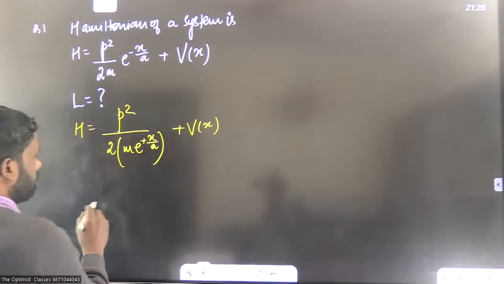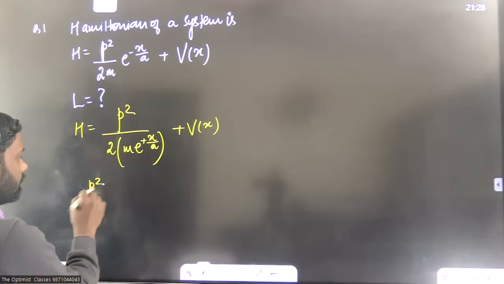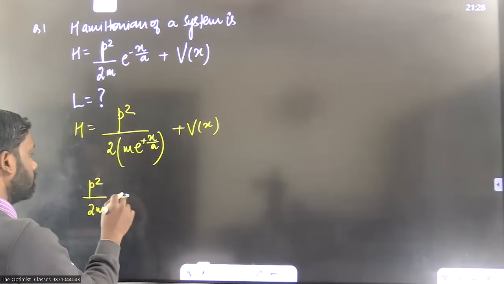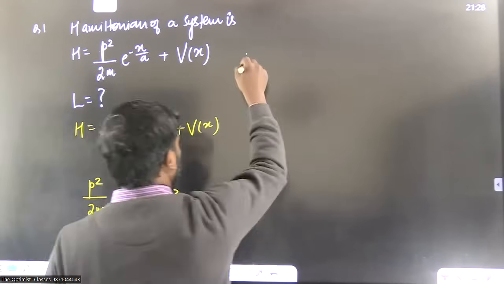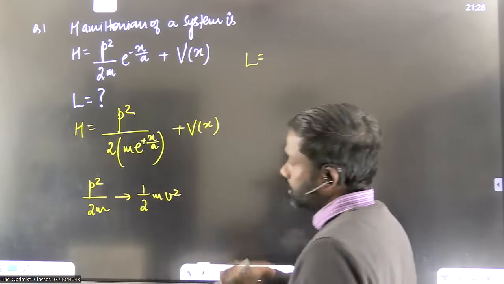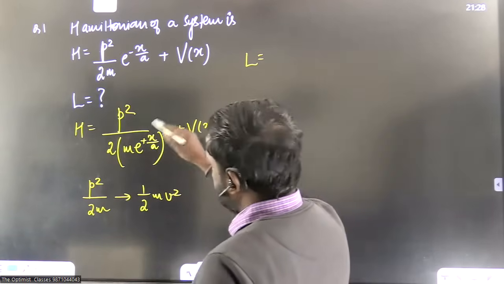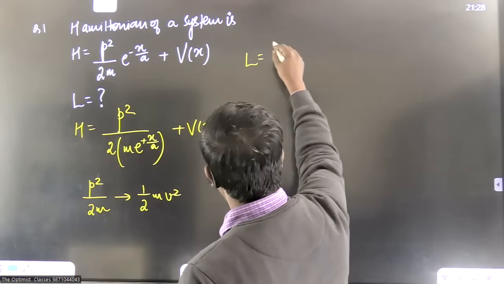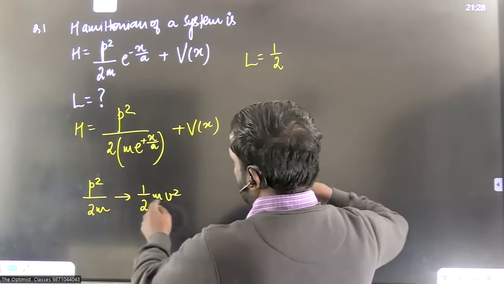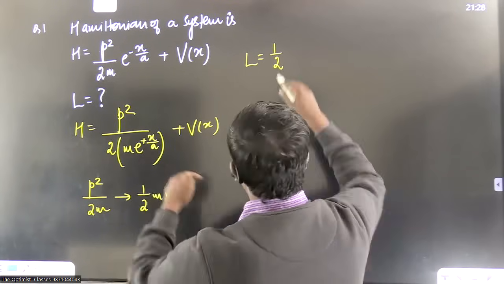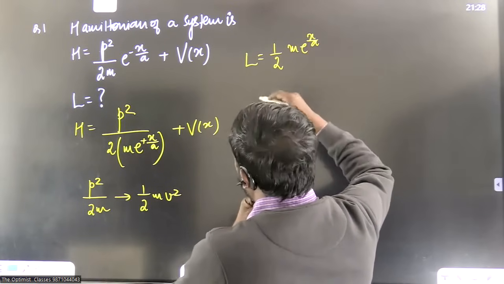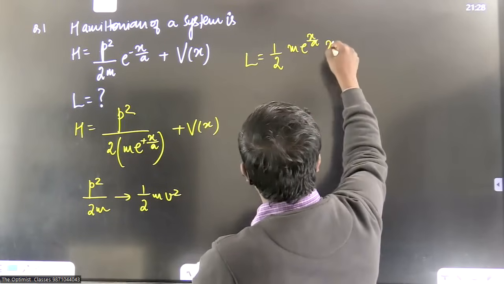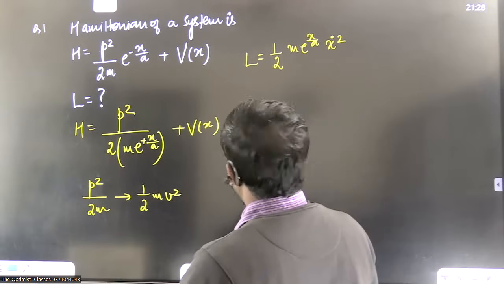So we know that when we write the Lagrangian, p square by 2m converts into half m v square. There is a method, but I'm not using that method. I'm just directly writing it like this. So in place of half m, we have this factor, m e to the power x by a, and v square will be x dot square actually.